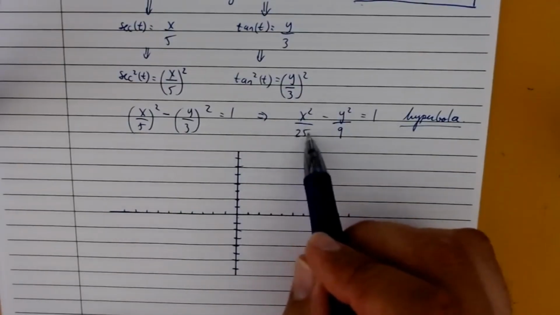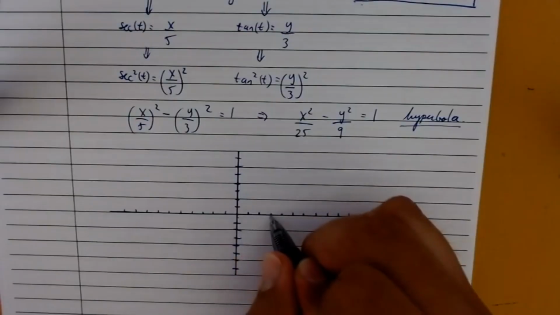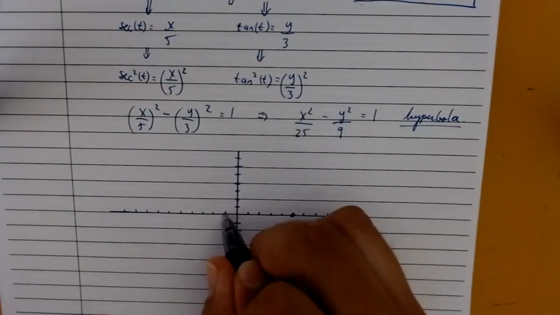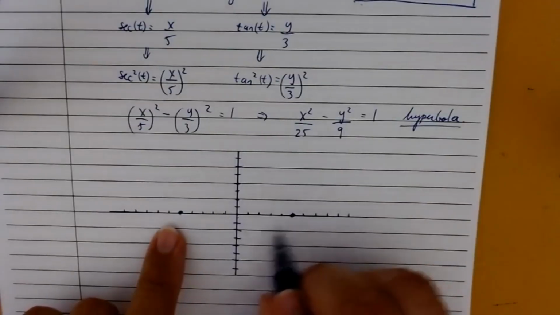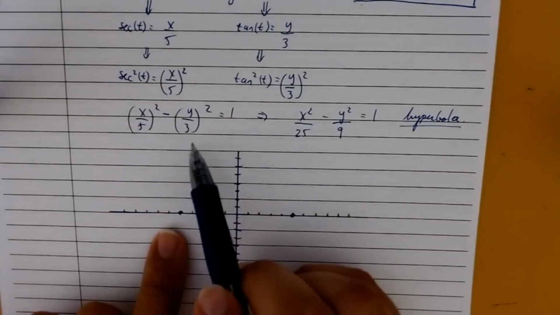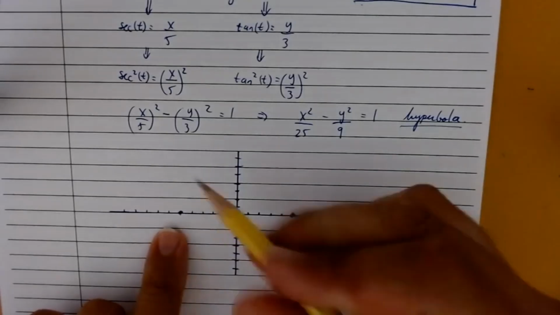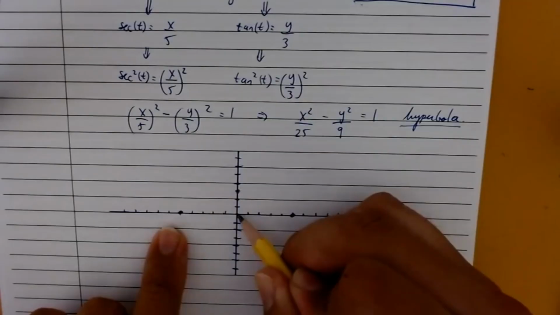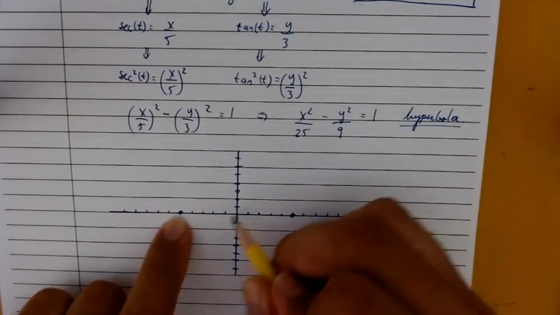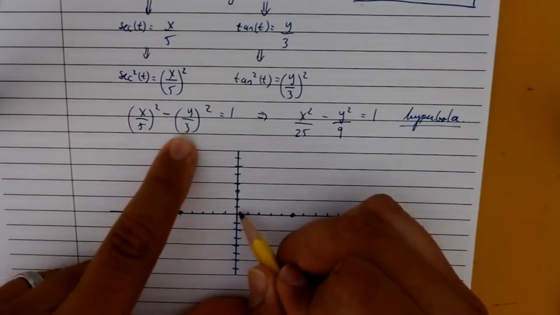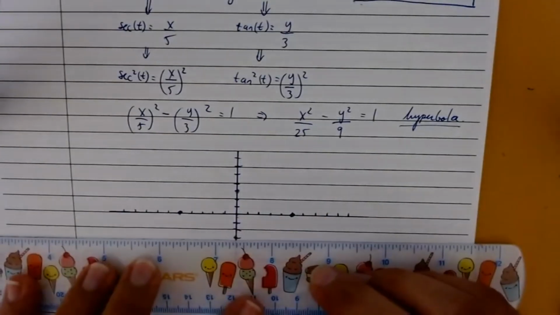Here, the denominator is 25, or in other words, 5 squared, which tells you that you are now traveling 5 units from the center in either direction, and that will give you your vertices. Okay, so here you have 5, 0 and negative 5, 0 as your vertices. This 3 squared tells you that in order to find the asymptotes for your hyperbola from the center, you would go in a direction perpendicular to the transverse axis, in other words, straight up and down, plus or minus 3 units. 1, 2, 3.